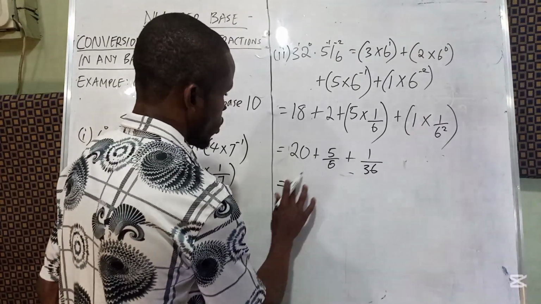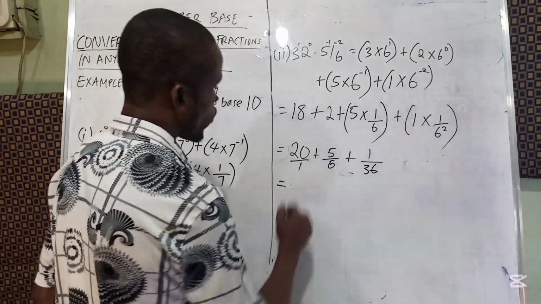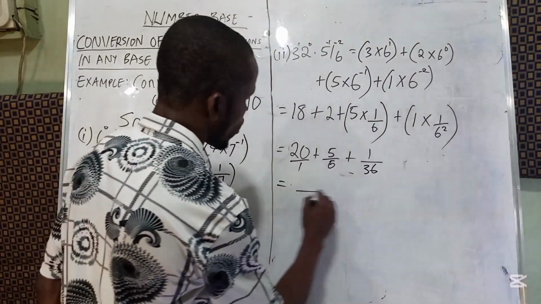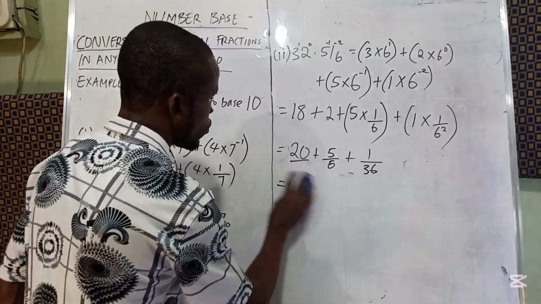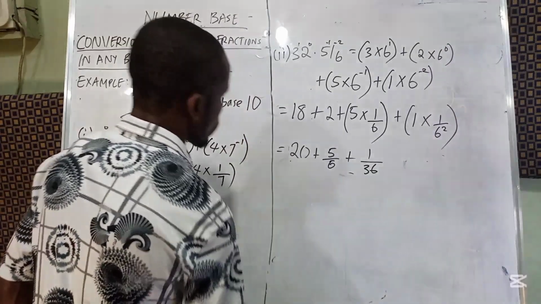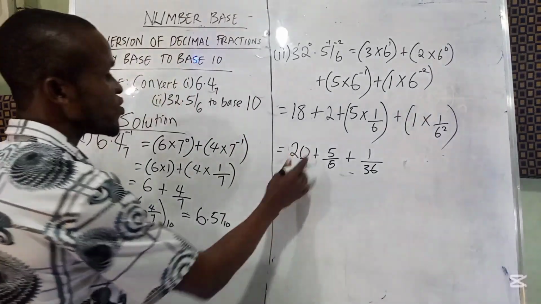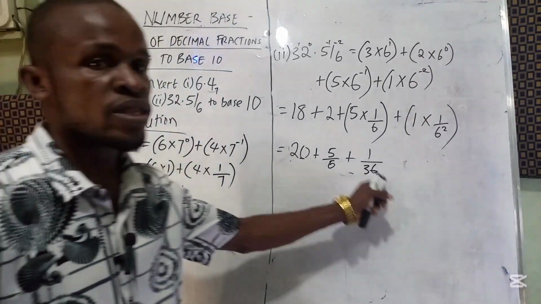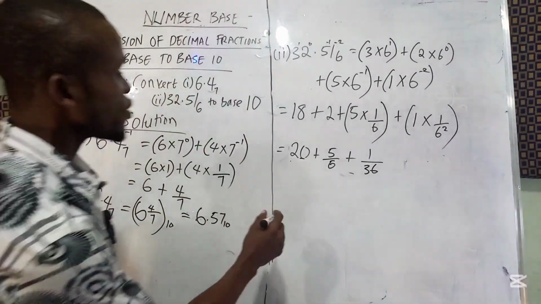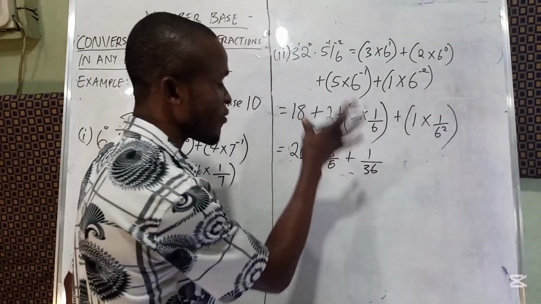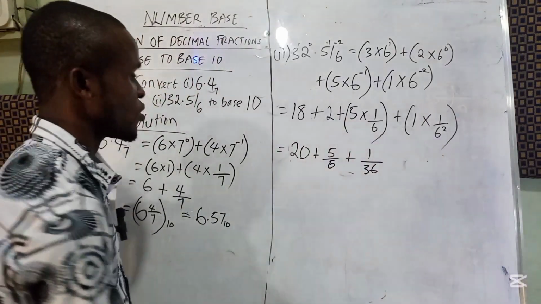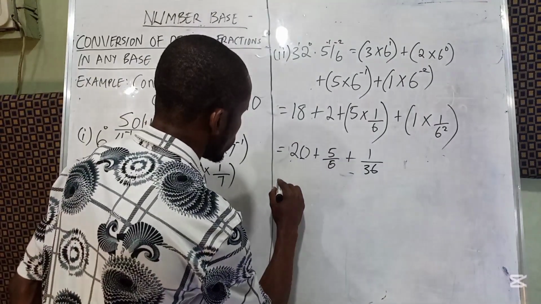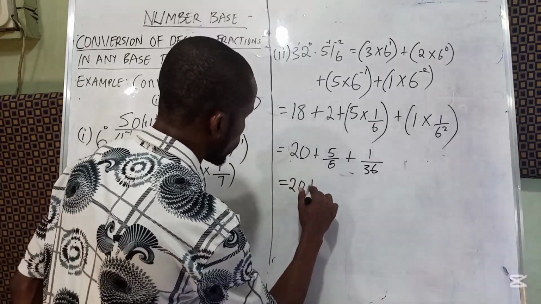So we have it this way, that LCM is 36. That is, let's say this is over 1, all right? So now we have 20 plus 5 over 6 plus 1 over 36, right? Now, let's solve this out separately because these are fractions, and we call them unlike fractions, right? So let's work it out. Now, this is equals to 20 plus.